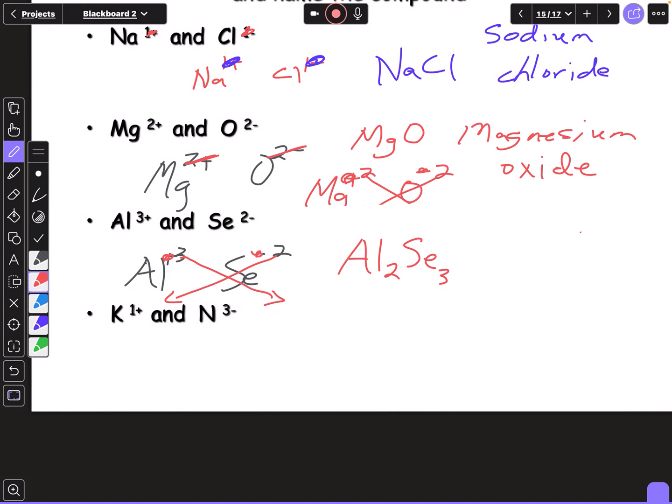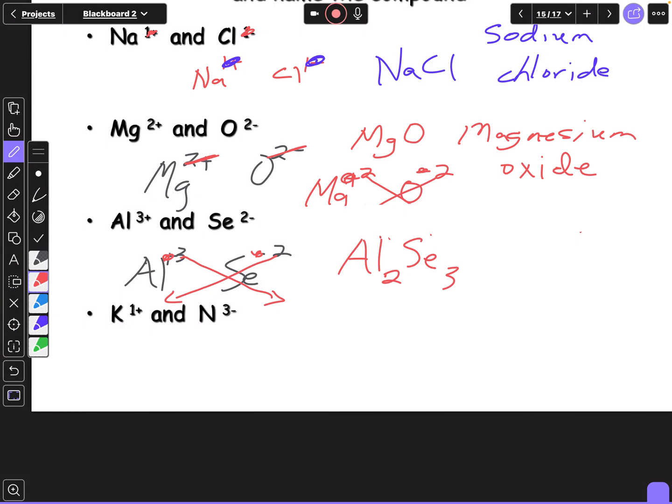Now what some people want to do is they want to leave this positive 3 here and negative 2 here. That is wrong. Do not do that. You erase those. Or they want to write these numbers here as superscripts. They want to write 2 and 3 here. That is wrong. You write them as subscripts. That would be Al2Se3. That means it takes 2 atoms of aluminum, 3 atoms of selenium to form a neutral compound with a charge of 0.